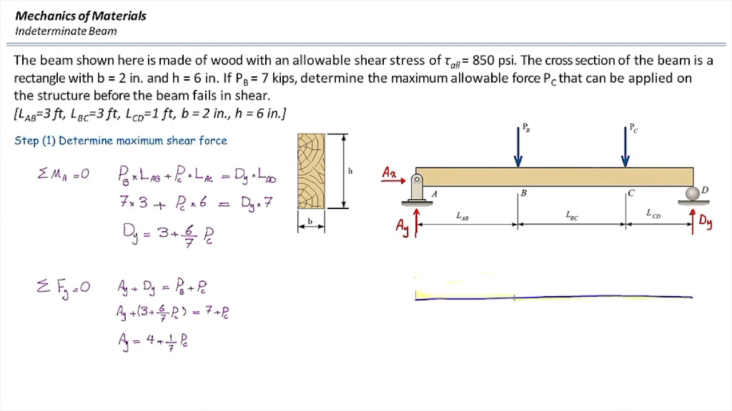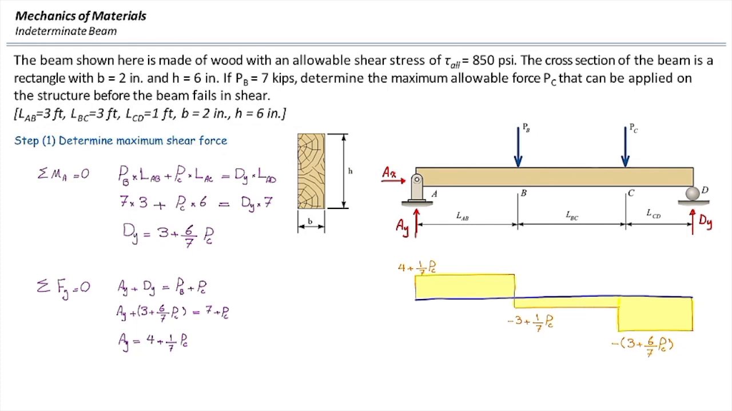Now let's draw the shear diagram. At the left side, shear diagram would have a value equal to that reaction force. So that is going to be 4 plus 1/7 of P_C. It is going to remain constant all the way to this point. At that point, there will be a jump downward with the magnitude of P_B, which is 7 kips. So that would give us -3 plus 1/7 of P_C. And after that point, again, there would be another jump with the magnitude of P_C. And because that is downward, I'm going to use negative sign for that. That would give us -3 plus 6/7 of P_C. And once we get to this point, it would get back to 0, which shows the calculation is correct.